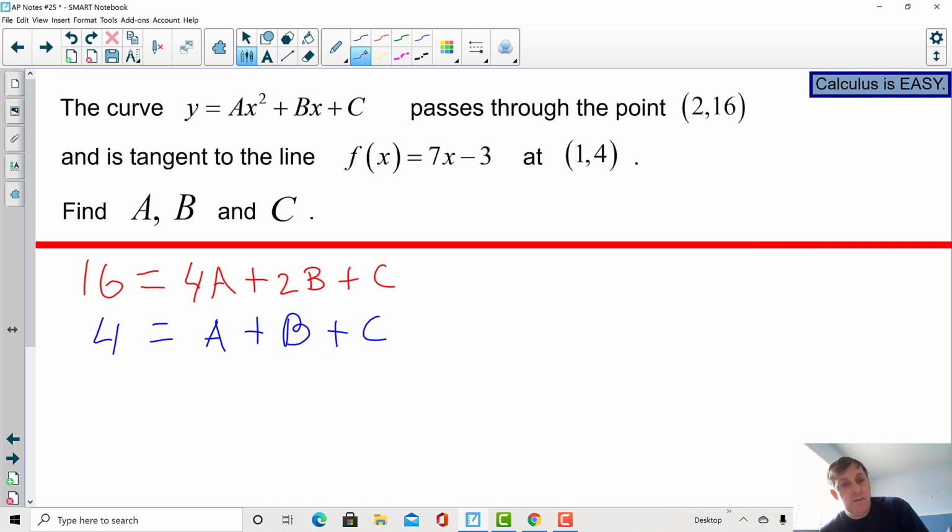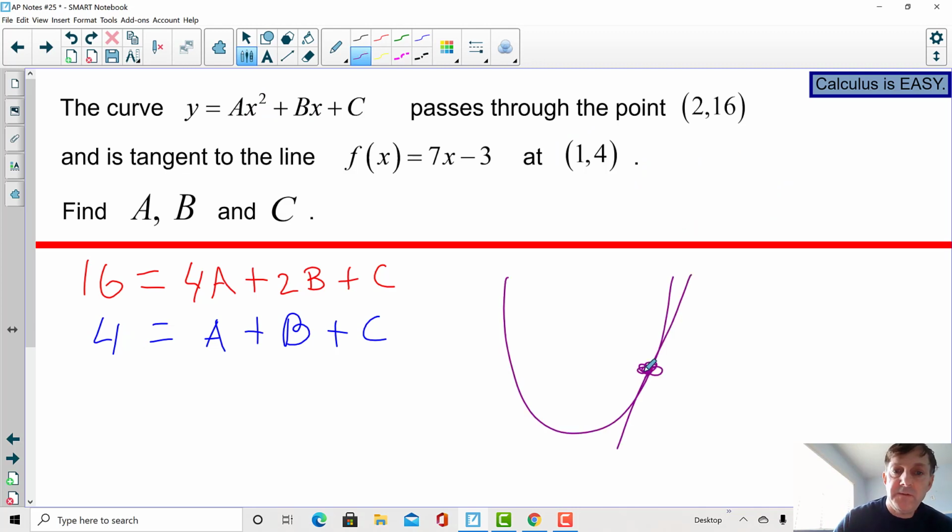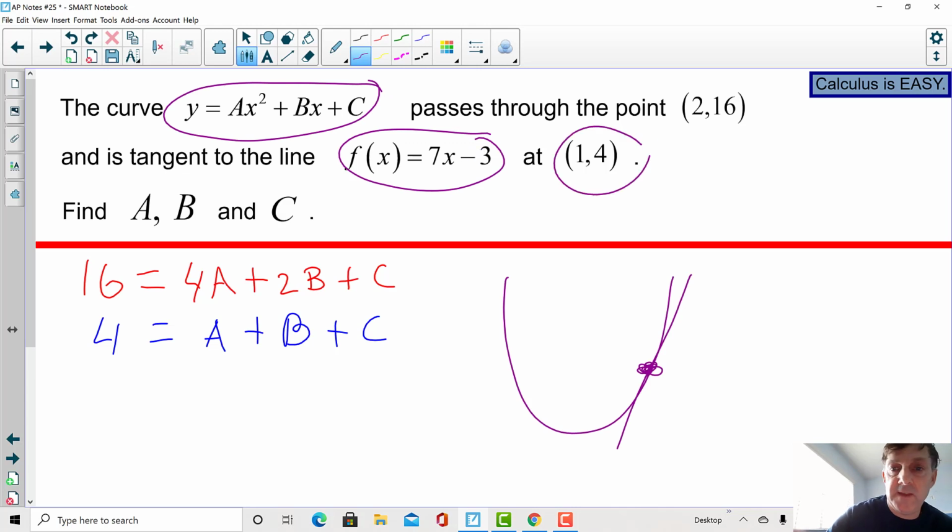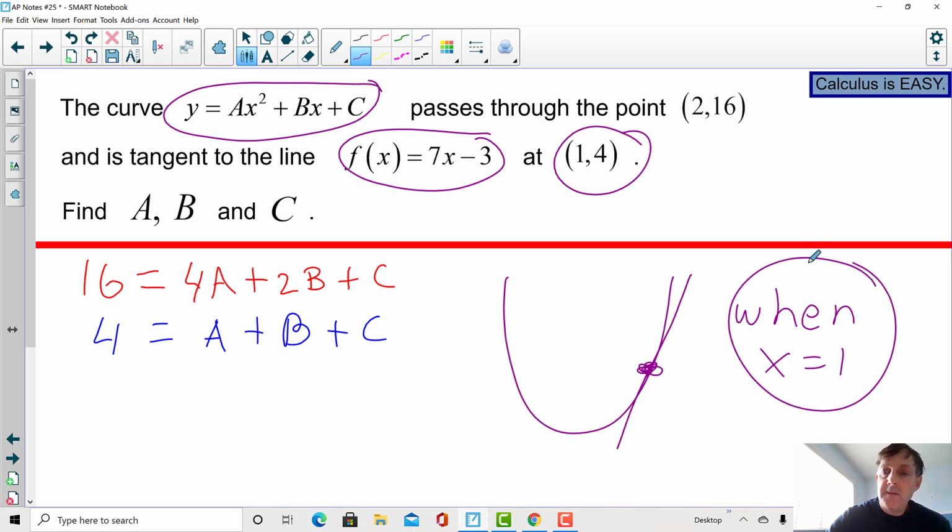Now, most students can't get this far, but this is kind of where they get stuck. They don't know what to do next. Okay, we're going to use the fact that this curve and this line are tangent at that point. So that's when x is 1. So if they're tangent at that point, when x is 1, then that means they have the same slope when x is 1. Or another way of saying it, they have the same derivative when x is 1.